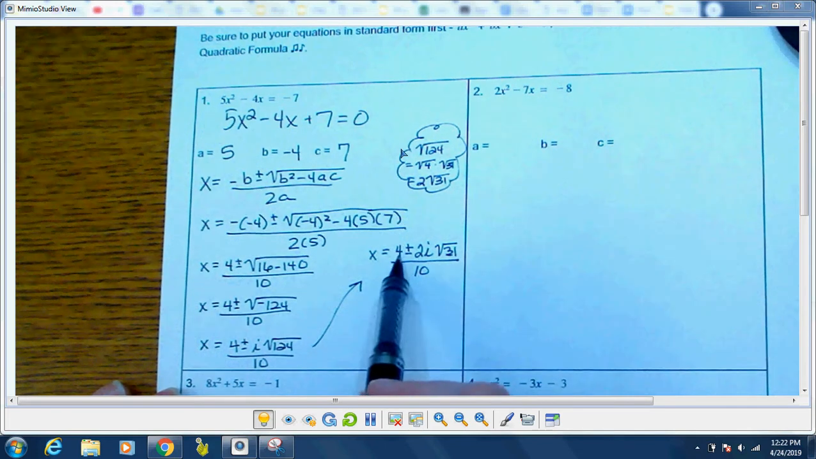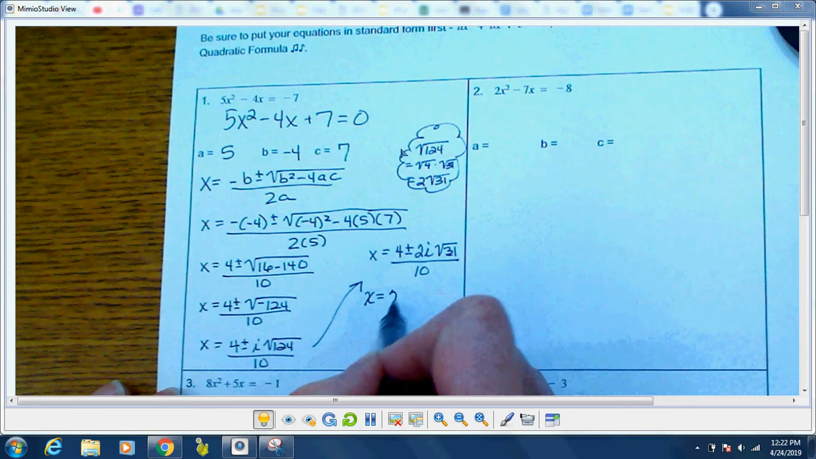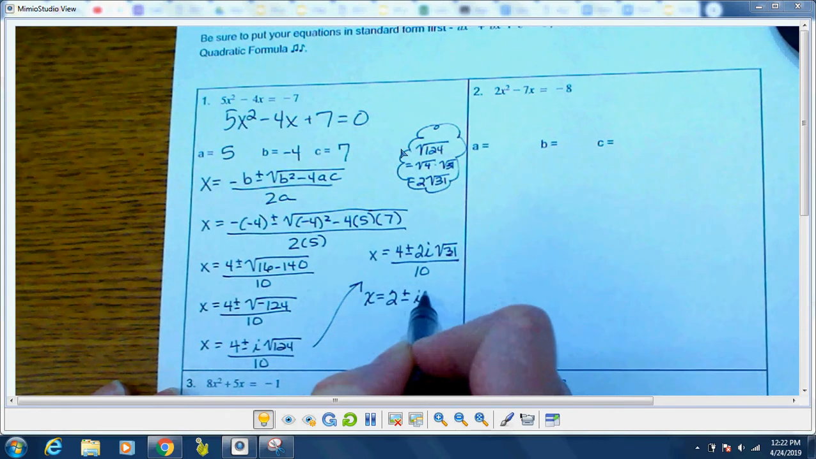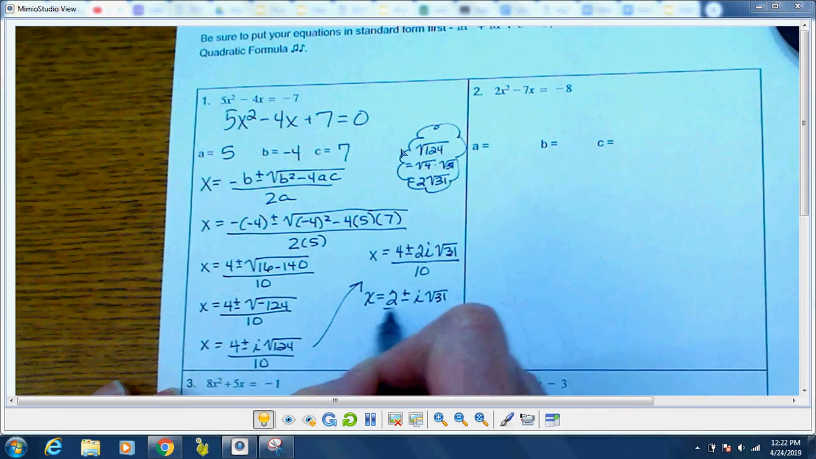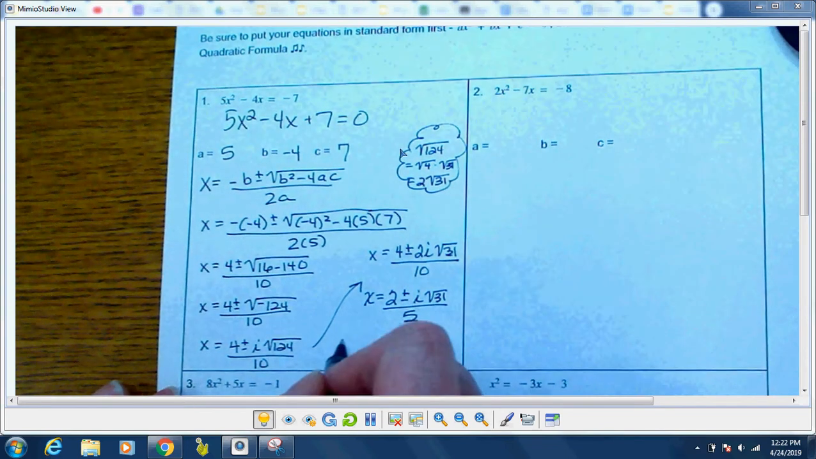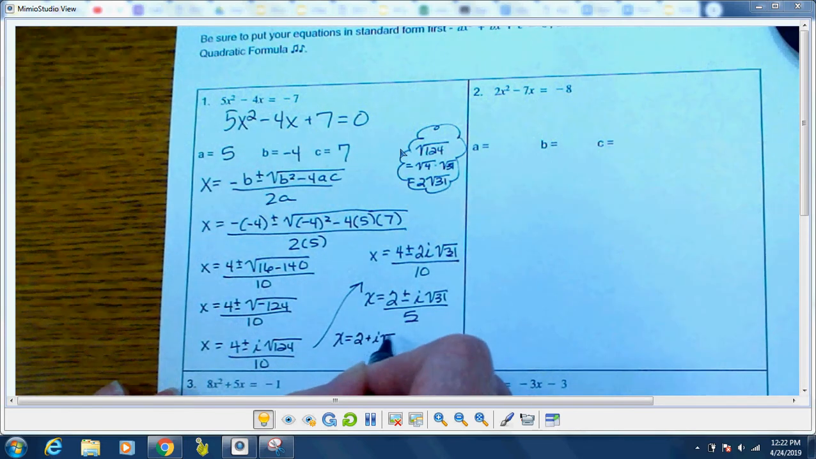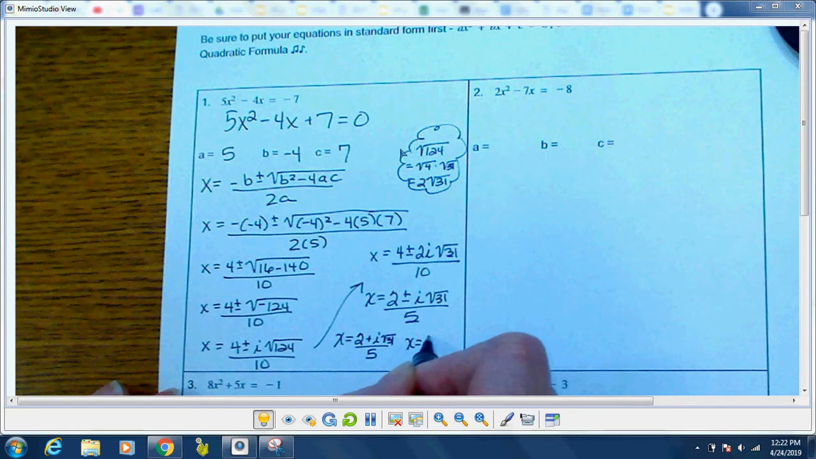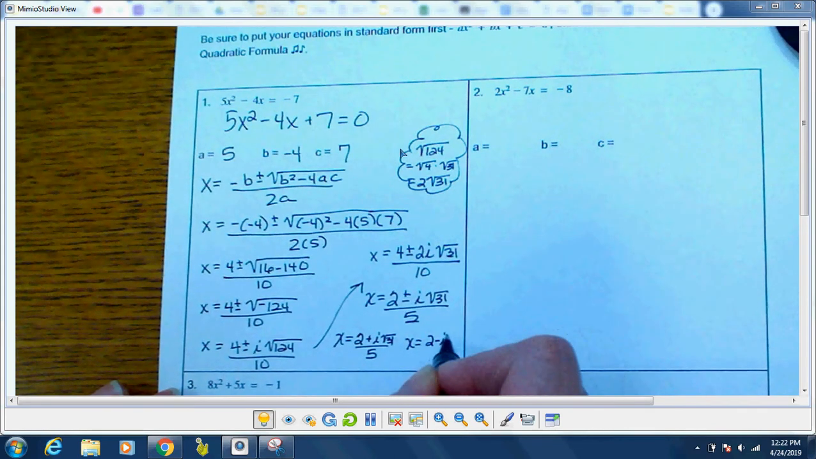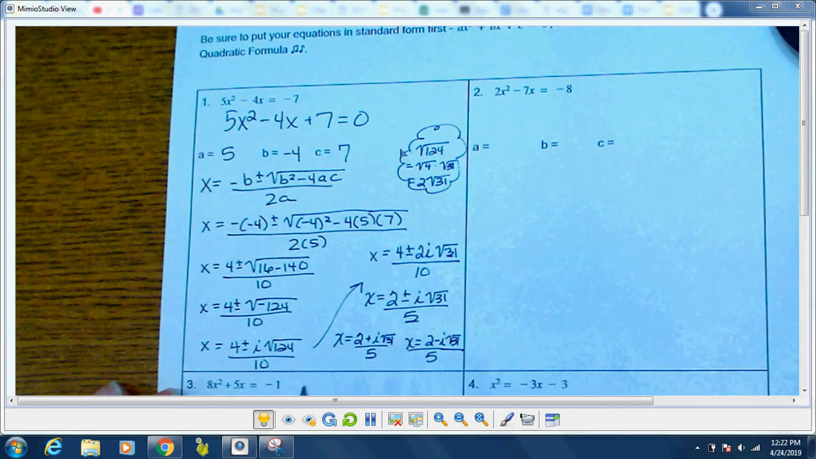Now I look, all of my terms are divisible by 2. So x equals 2 plus or minus i square root of 31 all over 5. And you can either leave it this way, or you can say, if you wanted to, x equals 2 plus i square root of 31 over 5, and x equals 2 minus i square root of 31 over 5. I'm perfectly fine if you just leave it as plus or minus.